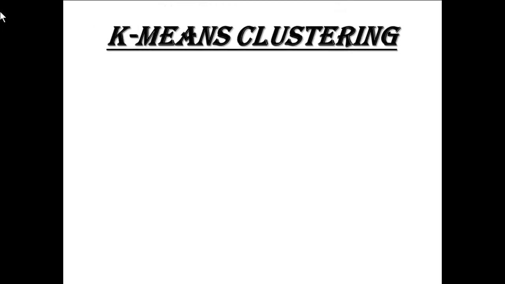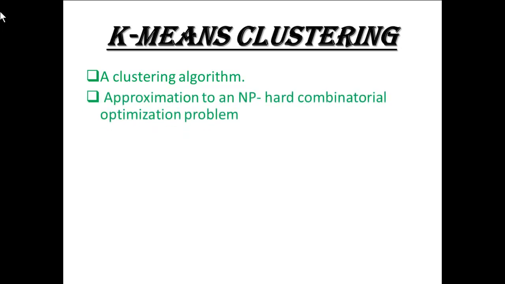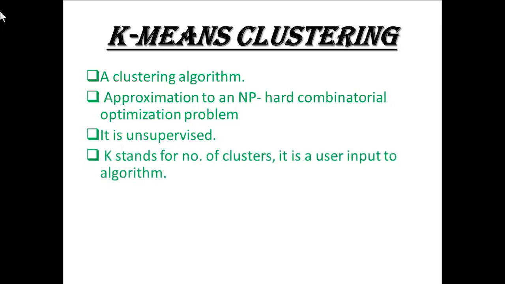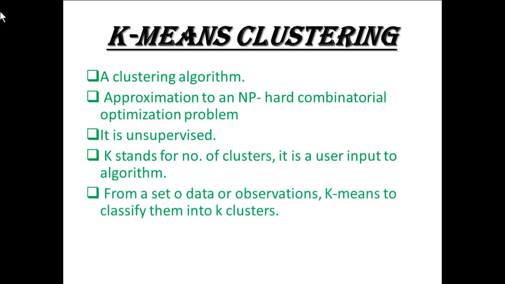Now, the next technique of thresholding is K-means clustering. A clustering algorithm, an approximation of an NP-hard combinatorial optimization problem. It is unsupervised. K stands for the number of clusters. It is a user input to the algorithm. From a set of data or observations, K-means classifies them into K clusters. The algorithm is iterative in nature.